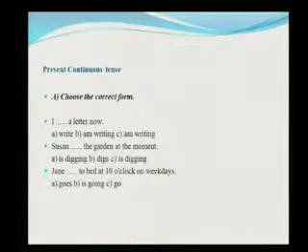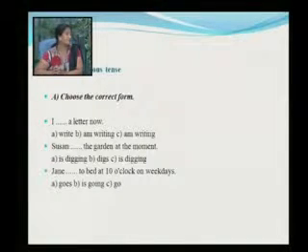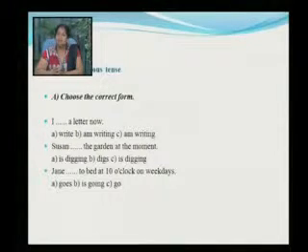In the present continuous tense, we are now doing an exercise where you use the correct form of tenses. There is a blank saying: I dash a letter now. You are given a choice: A write, B am writing, C am writing. Right? So the spelling: I am writing a letter now. The second answer is Susan dash the garden at the moment. Susan is digging the garden at the moment.